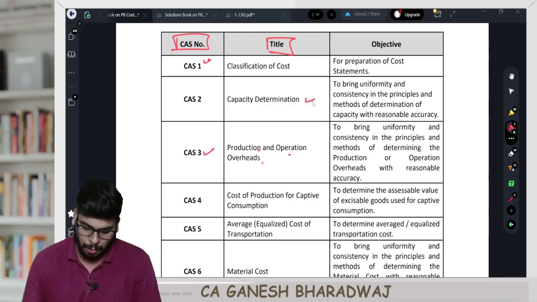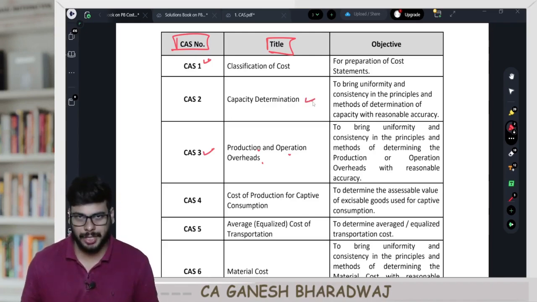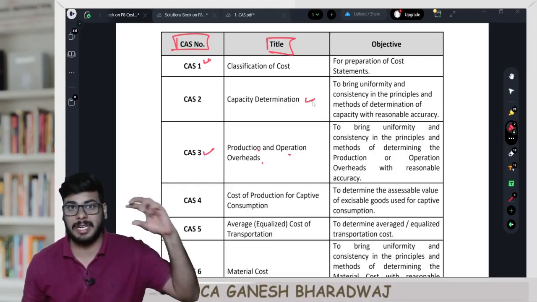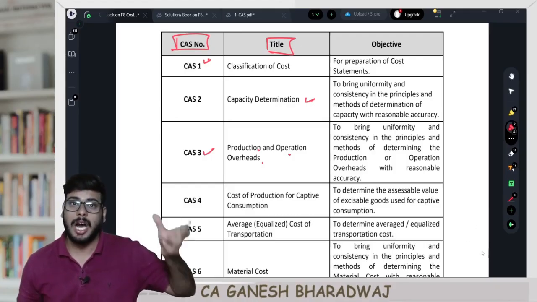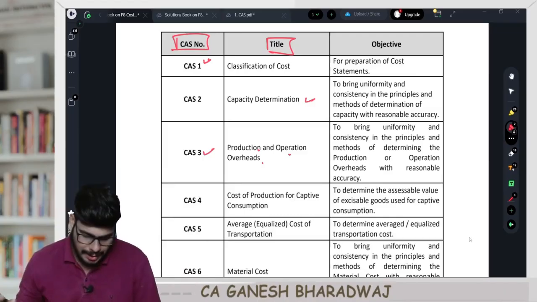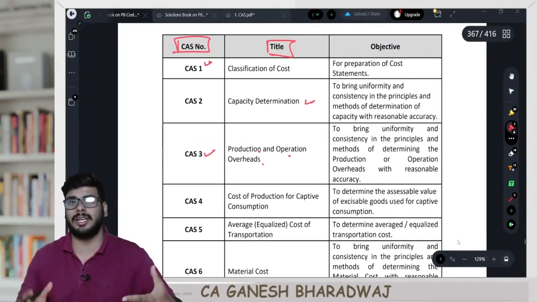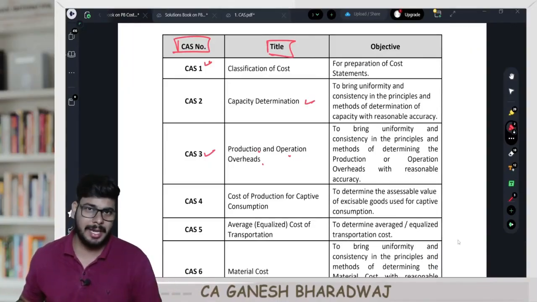CAS number 2 talks about what? Capacity determination. So what should be the normal capacity, what should be the theoretical capacity, what should be the maximum capacity, and all these things. Basically we take normal capacity for the purpose of arriving at our absorption rate and all, right? That's what the standard talks about, right? More details are not mentioned in detail in our CAS also.